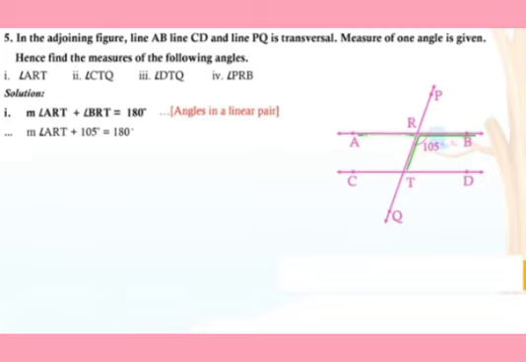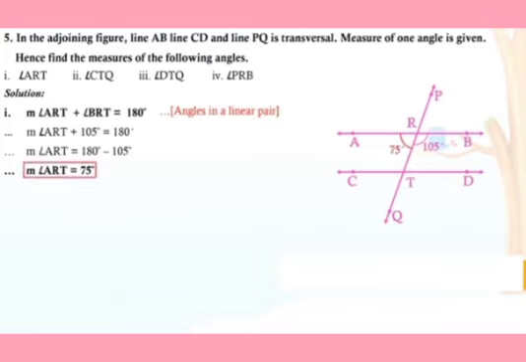We know the value of BRT is 105 degrees. So keep angle ART on the left hand side, and 180 minus 105 degrees on the right hand side. 105 degrees is moving from left to right, so it becomes minus. So angle ART is equal to 180 degrees minus 105 degrees, which gives us what? So here we have calculated ART is equal to 75 degrees. So the measure of angle ART is equal to 75 degrees.